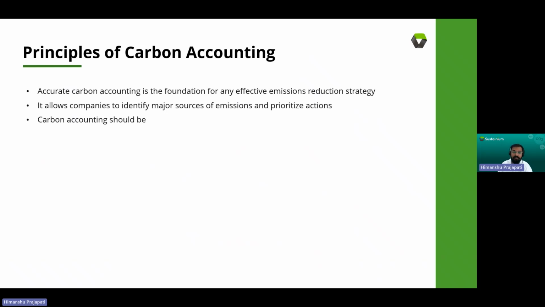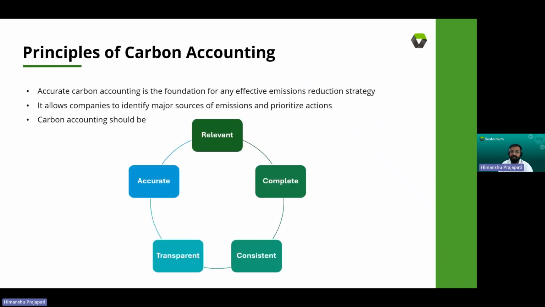So for example, if your business travel is your largest emitter, then probably that is where you're going to focus all your energy in terms of reducing emissions. So that's one of the examples. Now, it's very important to understand that when we're talking about carbon accounting, it should be relevant.